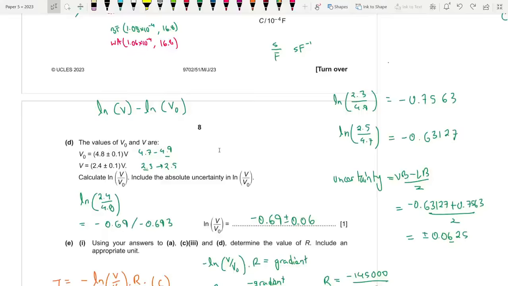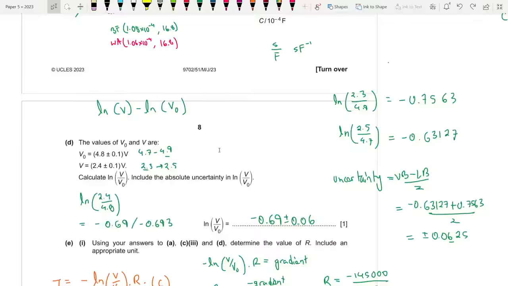And about the uncertainty, this is a bit complicated. Okay, let's go through this. So for ln, what's the typical rule? It's ln upper bound minus ln lower bound divided by 2. That's the general rule. Now, what is the upper bound here essentially? What is the upper bound?